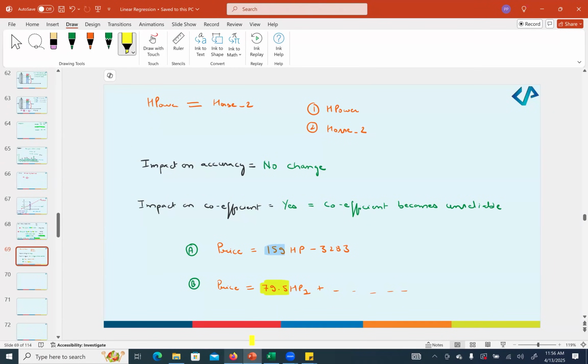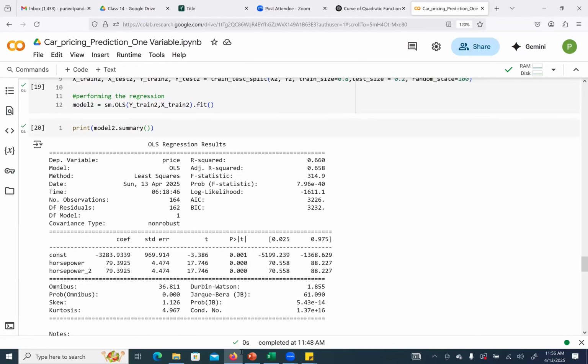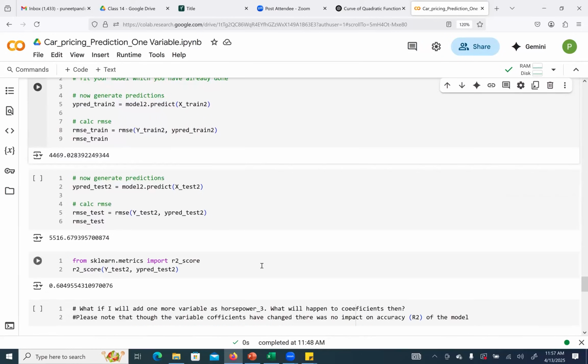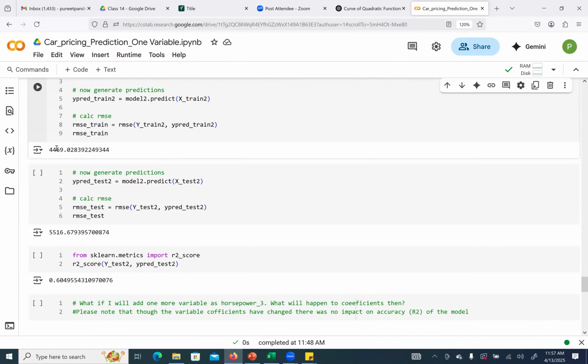But if I look at this summary, to be very frank, using p-value I cannot exclude any of these variables. Both variables are coming out as important. So it means that I need to have something else. That something else is VIF. If you look at the accuracy also, you can check it.